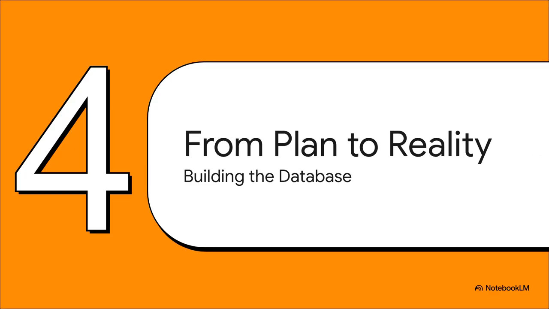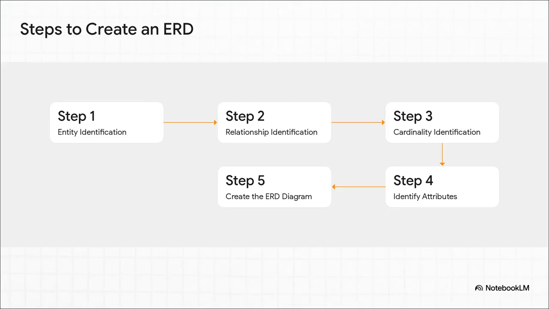All right, we've designed our blueprints, we've got our entities, our attributes, and all the relationships that connect them. Now for the payoff. This is where we turn this detailed plan into an actual, functional database structure. You know, the creation process itself is super logical. You just identify your things, your entities, then you figure out how they connect, the relationships. You define the rules of those connections, the cardinality. You list out their properties, the attributes, and then you draw the diagram. It's a really systematic way to model your data.